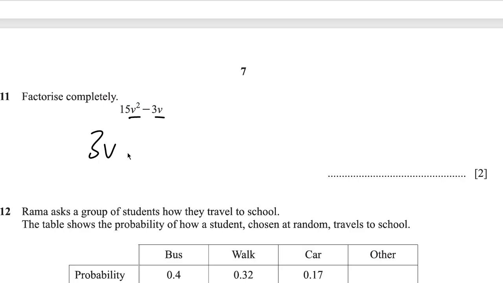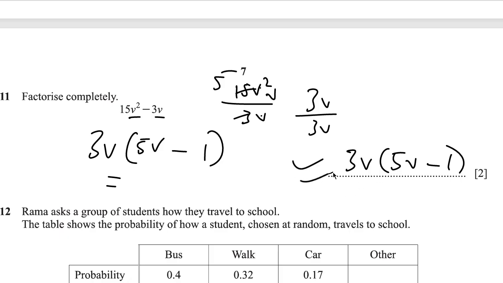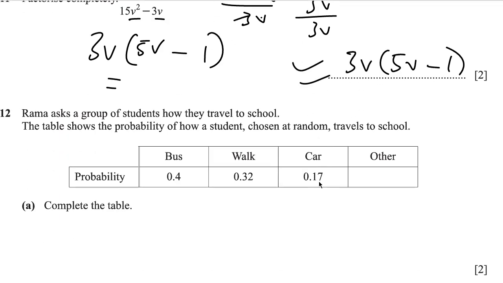So what we're going to have is 3v into, because that's the common factor, and then 15v squared divided by 3v is going to be 15 divided by 3 is 5, and v squared divided by v, we're going to be left with v. So that's into 5v, right, and then negative 3v divided by 3v is going to be negative 1, right? So that is equal to 3v into (5v negative 1), and that's the complete factorization.